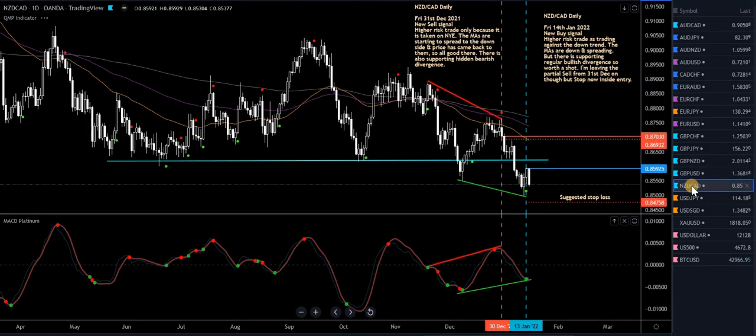New Zealand CAD. Righto, here we go. Took a sell here. This is with the trend. I like this sort of trade. Again, hidden bearish divergence. I know I go on about it, but hidden divergence, guys, look for it. You can see it, use it.